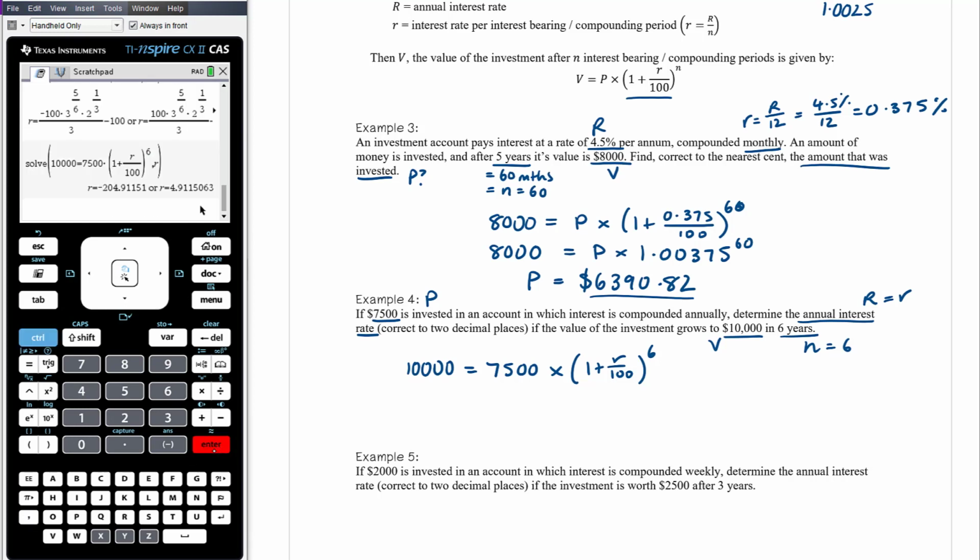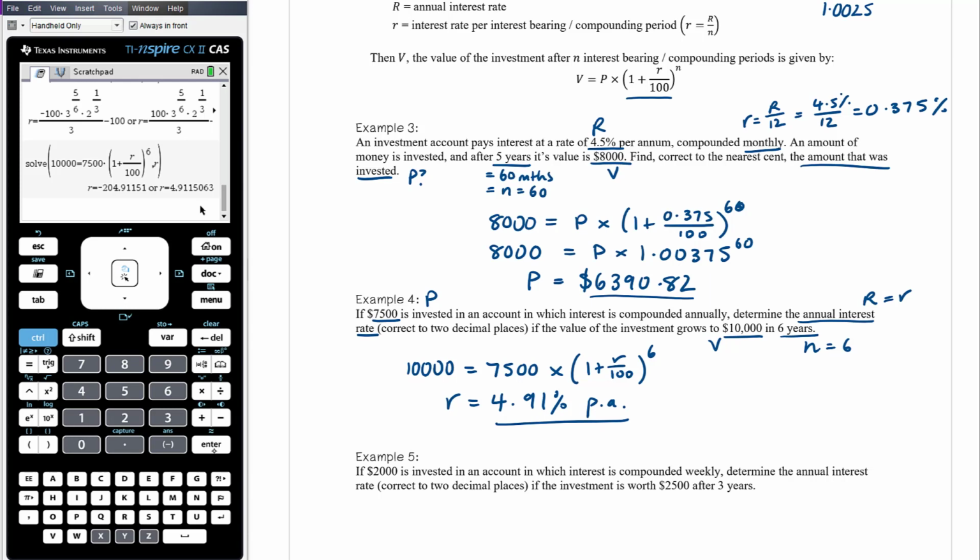Control enter. Okay, so obviously r is our interest rate. We can't have a negative interest rate, so it's the second number there, and we want 2 decimal places, so r is 4.91% per annum. So you'll often see that PA, meaning per annum, per year.